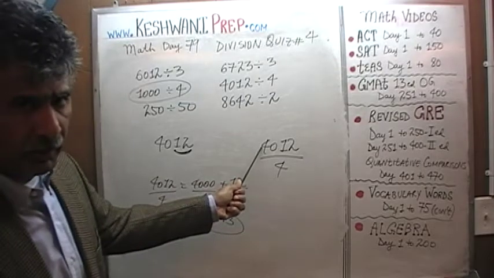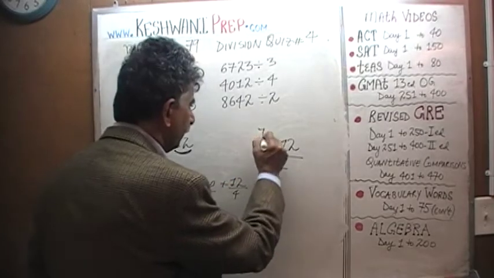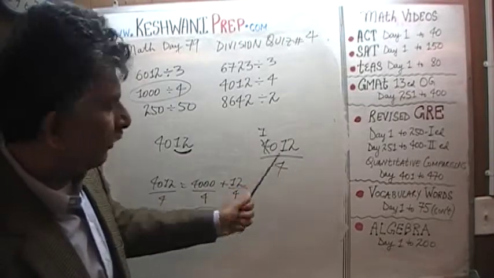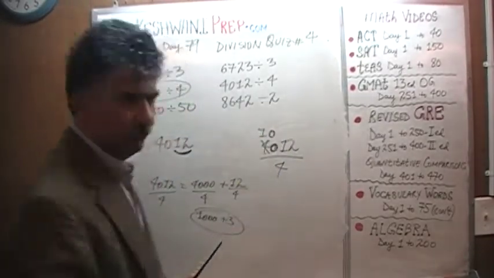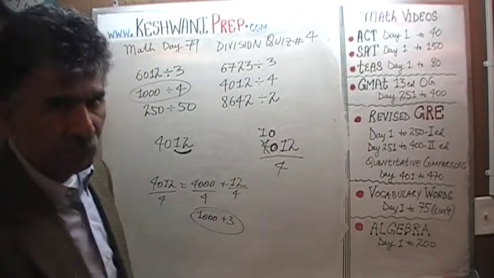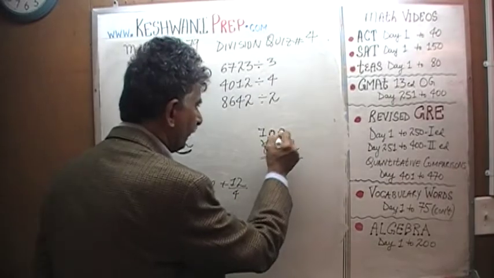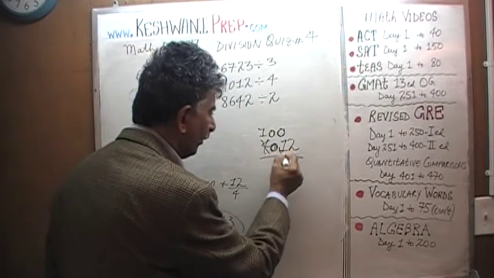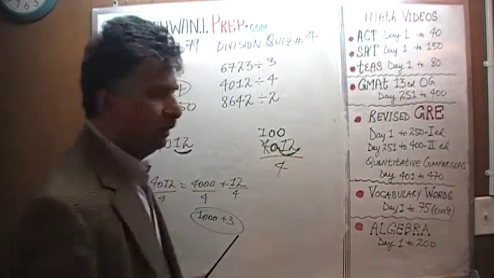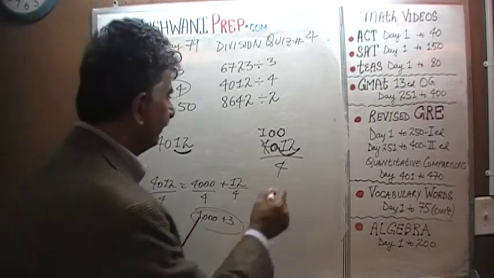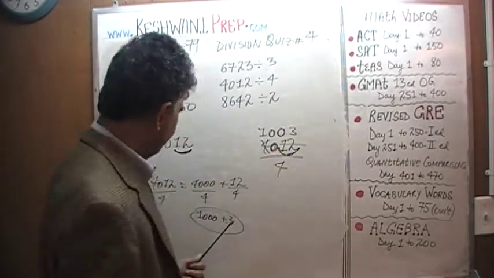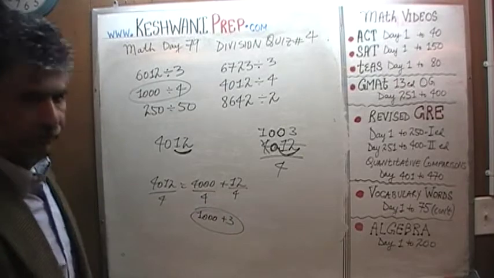How many 4s does 4 have? 4 has one 4. How many 4s does 0 have? 0 has no 4s. How many 4s does 1 have? 1 has no 4. That 1 goes and joins the 2 and becomes a 12. And 12 has 3 4s. You see? 1003, just like we predicted.